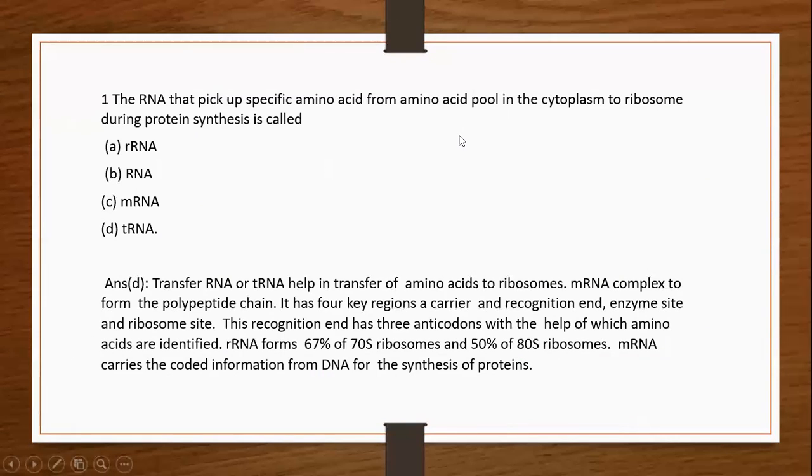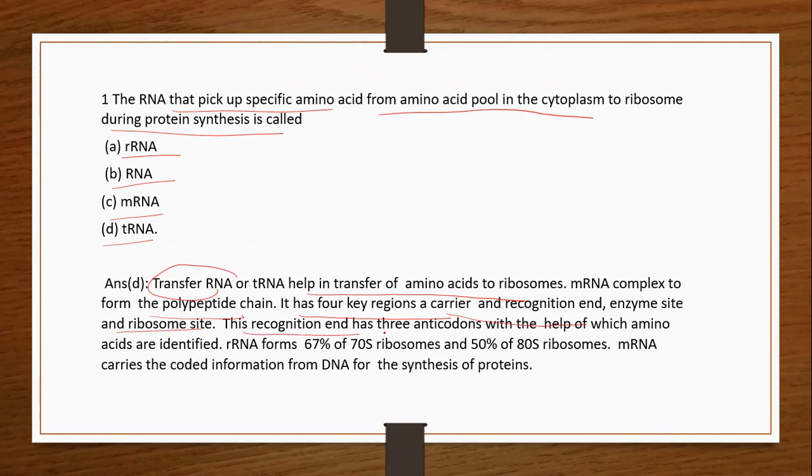The RNA that picks up specific amino acid from amino acid pool in the cytoplasm to ribosome during protein synthesis is called ribosomal RNA, tRNA, mRNA, or transfer RNA. Now, transfer RNA, we know that it helps in the transfer of amino acids to ribosome. mRNA complex, it forms the polypeptide chain. Now, basically, there are four regions like a carrier and recognition end, enzyme side, and ribosome side. This recognition end has 3 anticodons, and with the help of these amino acids are identified.